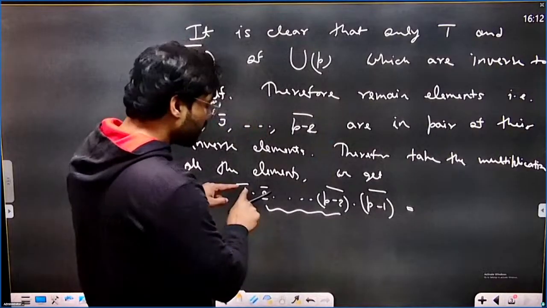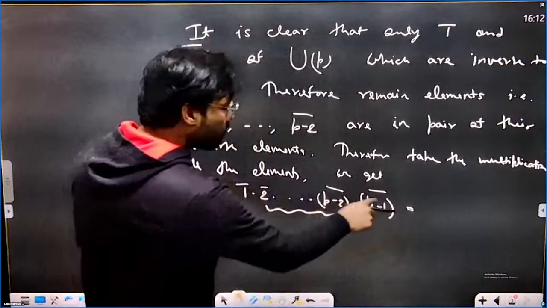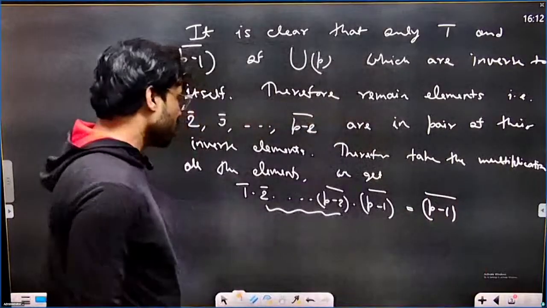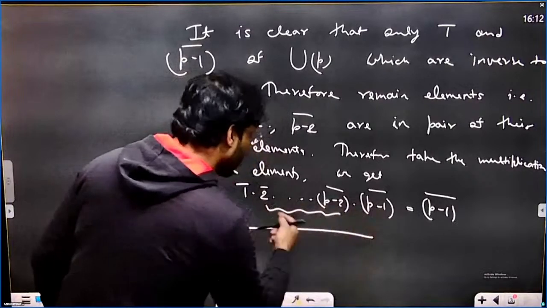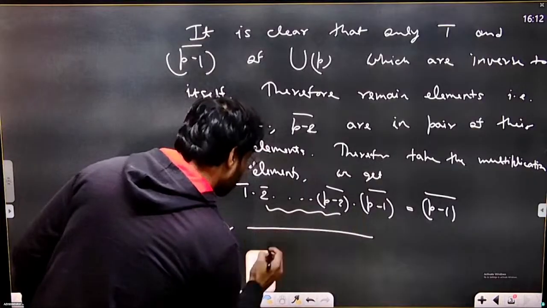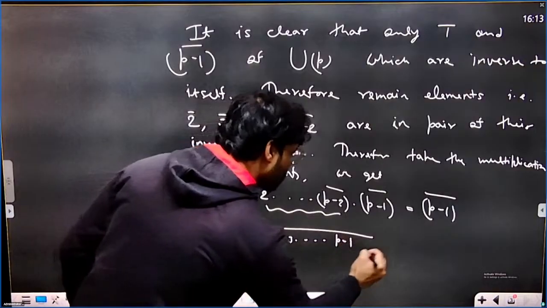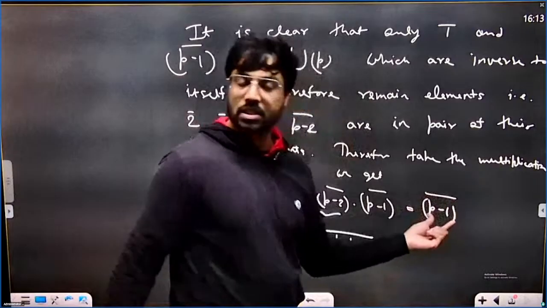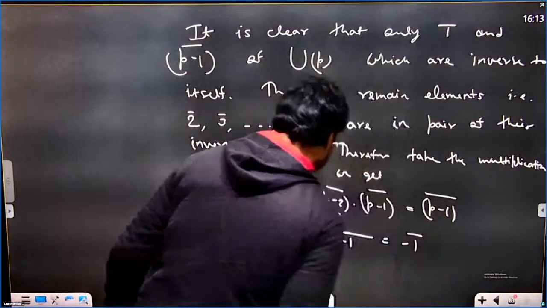And now 1 and p minus 1 will remain. So this will become 1, and we will have 1 into p minus 1, that means p minus 1. Now taking together from the left side, we get 1, 2, 3, up to p minus 1 equal to, what is p minus 1 bar? Modulo p, that means minus 1 bar.